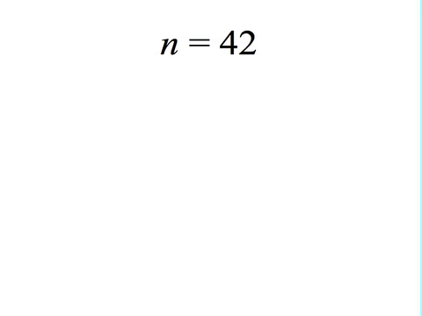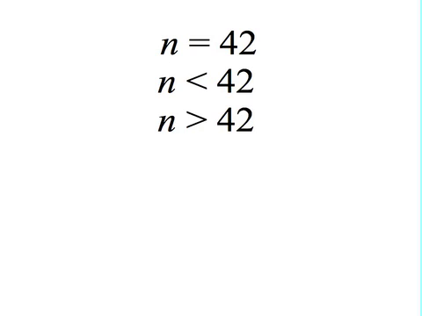This is an equation. N is equal to 42. And this is called an inequality. N is less than 42. They're both mathematical sentences. Here's another inequality.